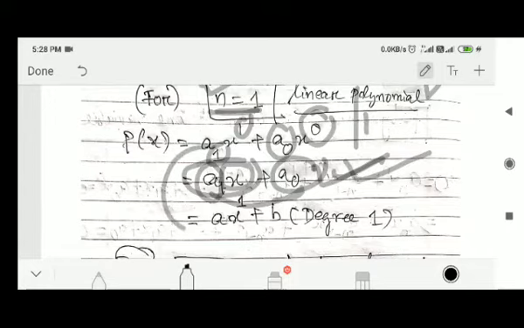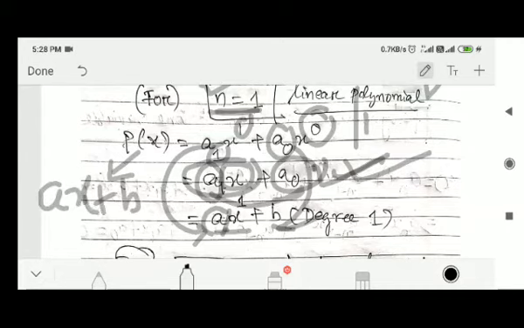this a_1 x as ax and a_0 as b. I can give a_1 as a. It is a constant. So in place of a_1 I can give a, no problem. In place of a_0 I can give b. So a linear polynomial means the polynomial having only one variable, which is the format of ax plus b. Any polynomial having the format of ax plus b.